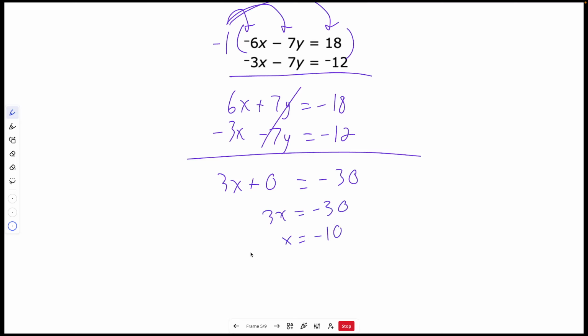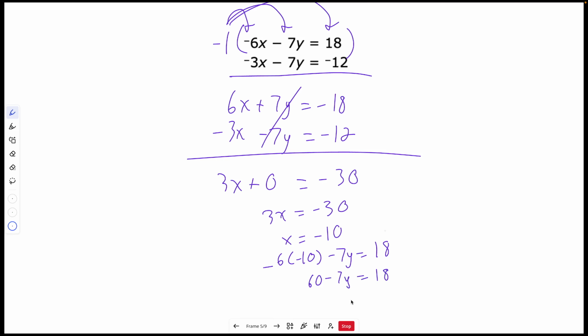Take that negative 10, plug it into either one of the original. I would just use the original problem. You can plug it in after you've multiplied by negative 1, but I would just use the original problem, right? So negative 6 times negative 10 minus 7y equals 18. This is 60 minus 7y equals 18.